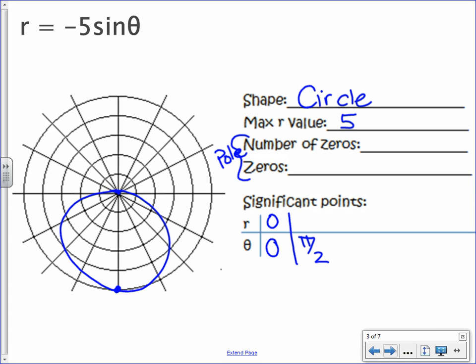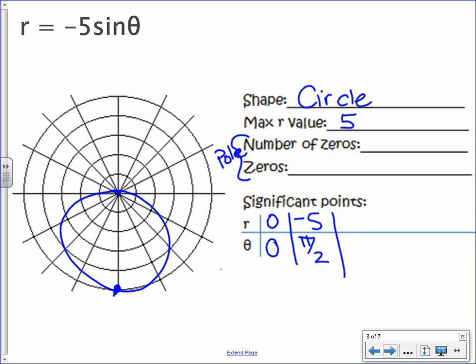Seriously, what's the sine of pi over 2? What's the sine of pi over 2? 1. So R would be -5, which is why here at pi over 2, we're backwards 5, right here. Ooh, that makes sense, doesn't it?